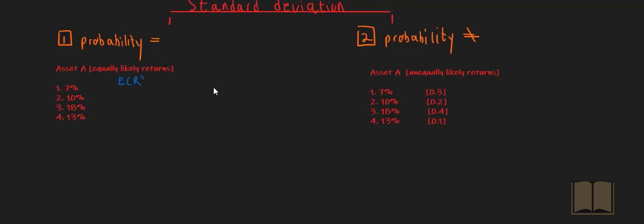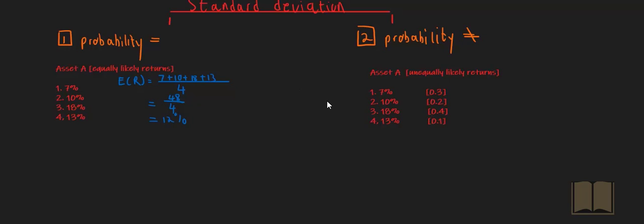The expected return of asset A is the addition of all the possible returns, and since these are all equally likely to occur, we divide it by the number of data points, and that's 4. So that gives you 48% divided by 4, which gives you an expected return of 12%.